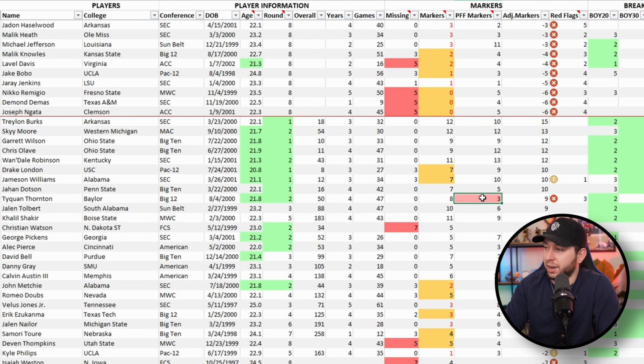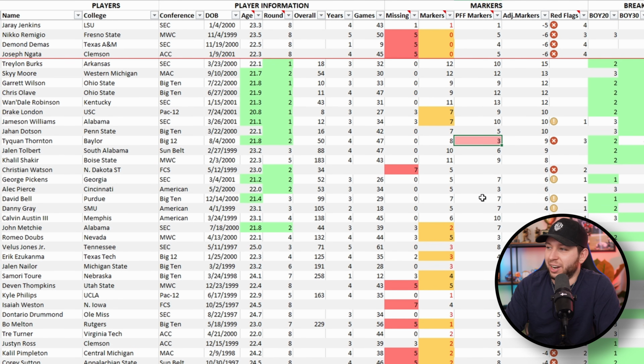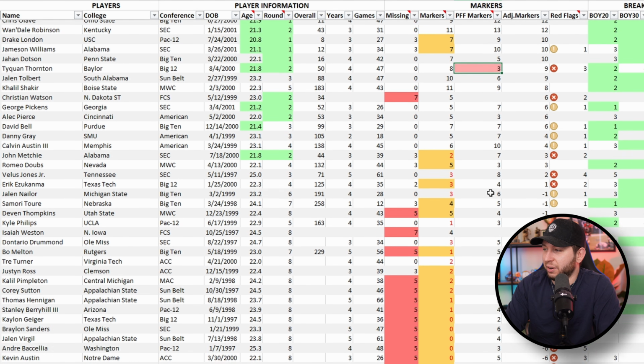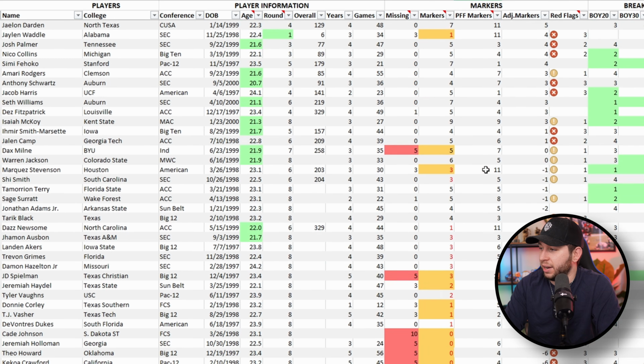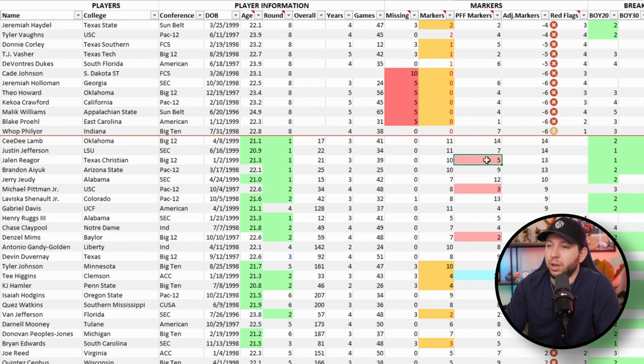Tyquan Thornton is on here. Feel like most people just kind of disregarded Tyquan Thornton anyway. The only reason he got drafted in the second round is because he ran a sub 4.3, but he's on the list. He didn't do well. Terrace Marshall, also on the list. A lot of people were in on him. He did not pan out.